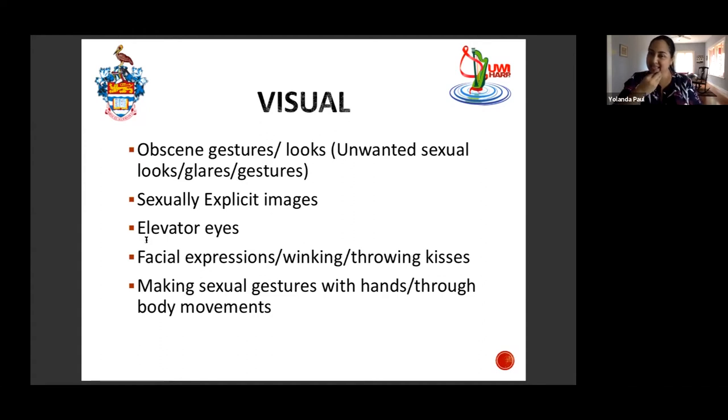You can see that she's trying to get your attention. You can see she's winking, or she may salute you, or she may throw kisses, or from her facial expression, you can tell it is more than just wanting to say hi to you. It could also be making sexual gestures with hands or through body movements. You may be in your labs, you may be in your classrooms, you may be walking from medical faculty to juicy parties to get something. And people may be staring at you in a way that makes you again feel uncomfortable. That is what visual sexual harassment is.